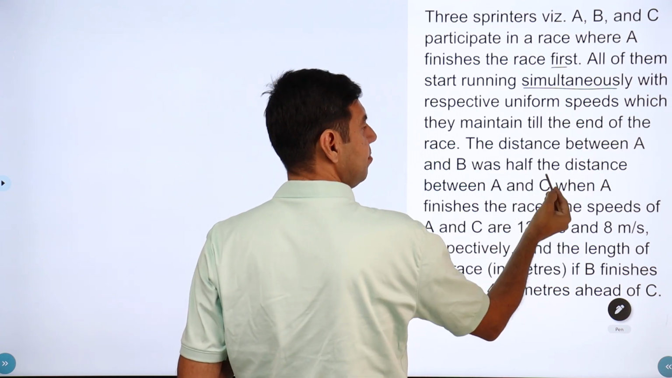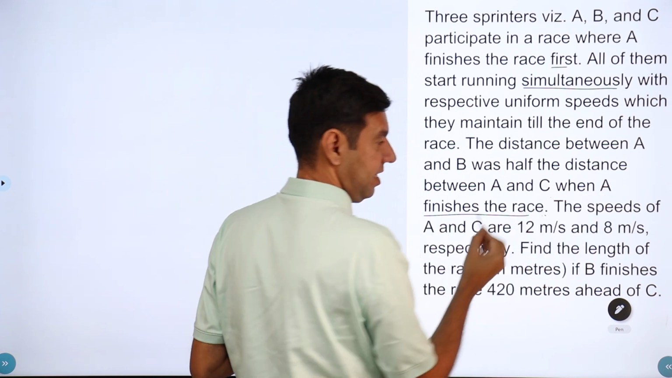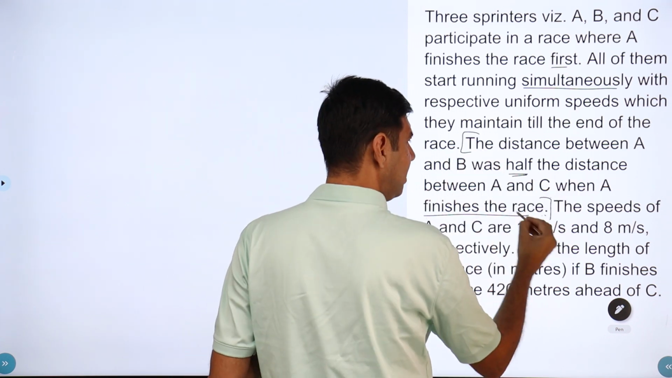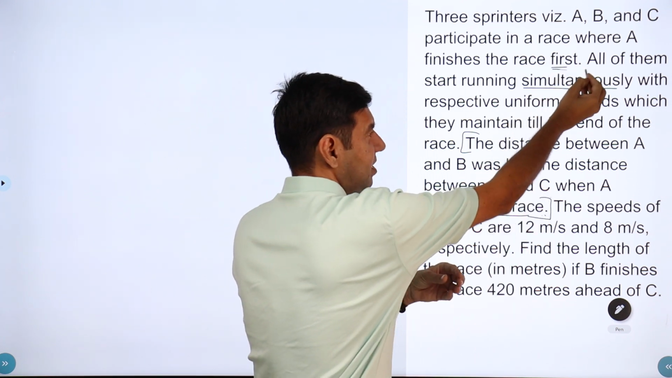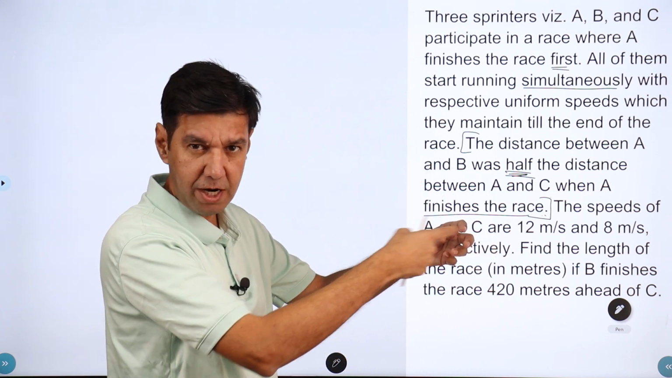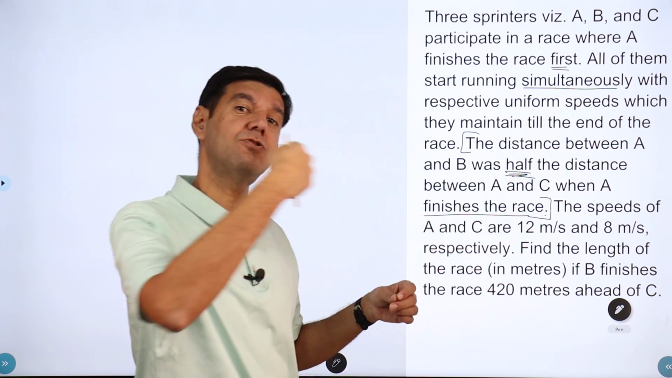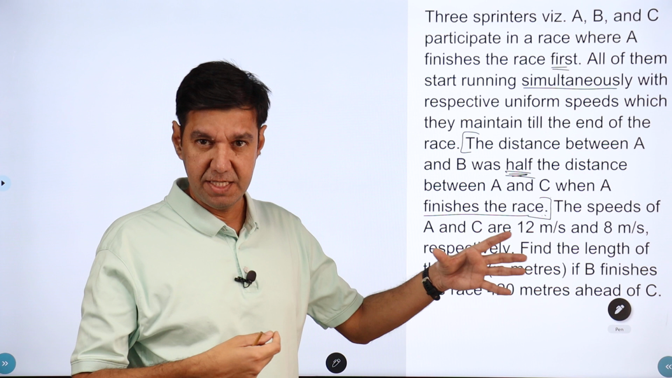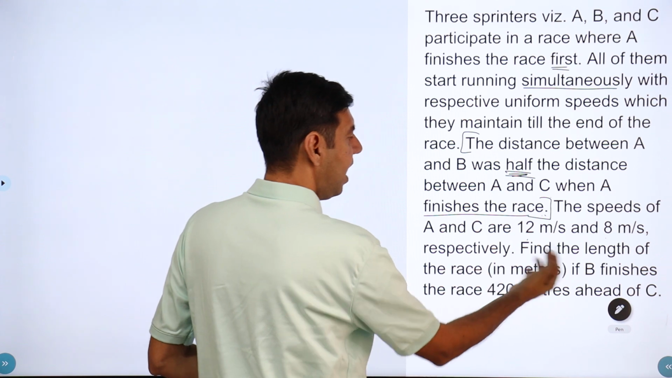Now the distance between A and B was half the distance between A and C when A finishes the race. And this is that part where I'm saying the half and so on has some specific things. So I can see A finishes first at the end point, and then B is somewhere behind him, and whatever that distance is, it is half of that between A and C. So it's understood that C is going to be even further behind, twice as much as the distance between A and B. So that is where the special thing is. Now the speeds of A and C are 12 and 8. Find the length of this.